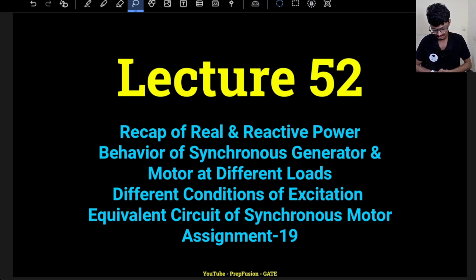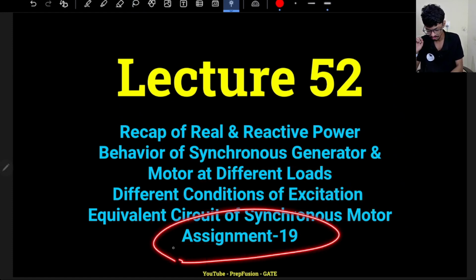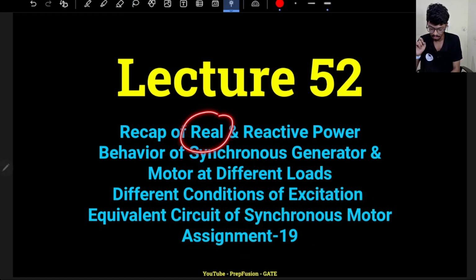So today we will discuss the behavior of synchronous generator in different loads. Like in the first lecture of synchronous machines, we discussed what kind of load if you are giving, what kind of excitation will be there, right? So exactly we will go through those things in more detail today for synchronous generators. Also we'll solve a few questions, and we'll quickly recap real and reactive power and why it is important here.